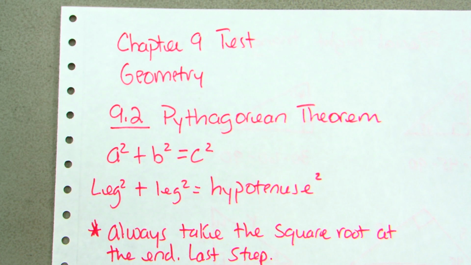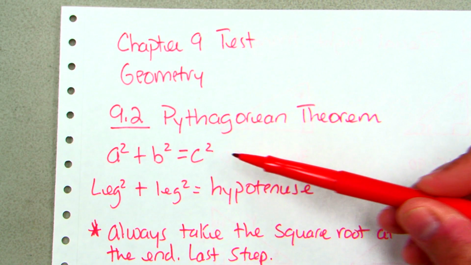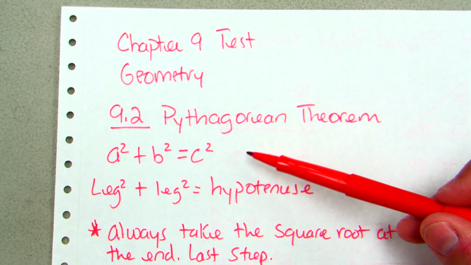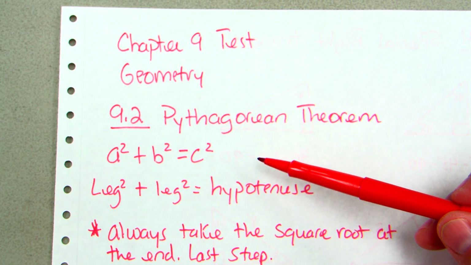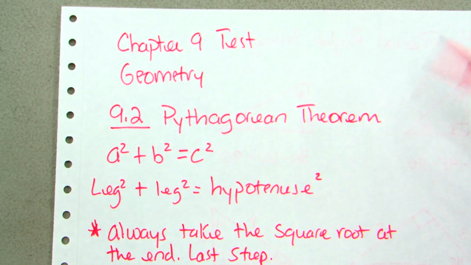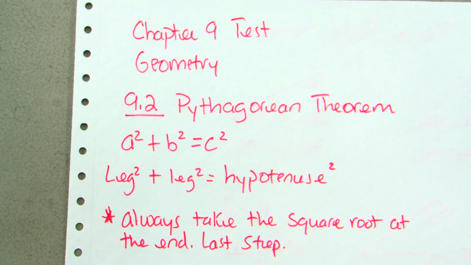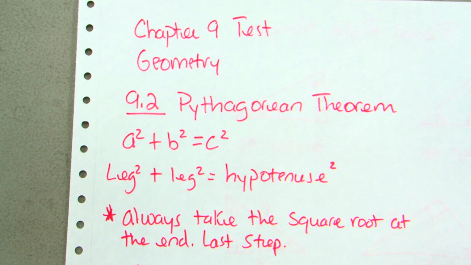First thing on the test that you really need to know comes from section 9.2, Pythagorean Theorem, which states that a squared plus b squared is equal to c squared, or leg squared plus leg squared equals hypotenuse squared. So don't worry about what if we don't have any a's, b's, or c's. Just take the two legs of the triangle, square them, add them together, and they should equal the square of the hypotenuse. And always take the square root at the end of the last step.